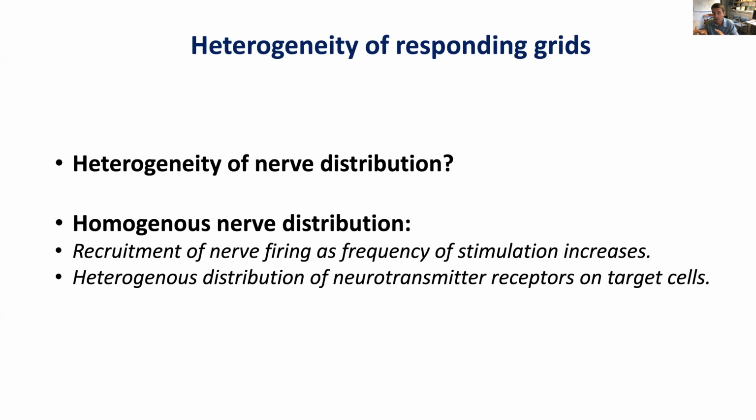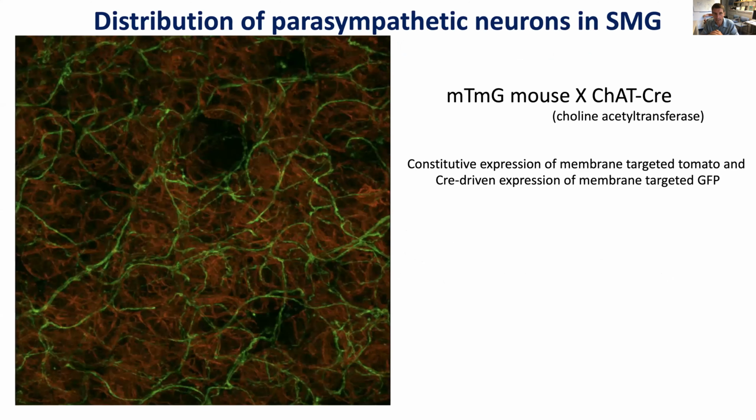And so a particular area of the field of view is preferentially stimulated. The other explanation could be that there's a homogeneous nerve distribution, but as we increase the frequency of stimulation, we recruit more of those nerves, more of those neurons, to actually fire. Another alternative, I guess, is that the acinar cells could have a heterogeneous distribution of neurotransmitter receptors on the cells, such that the ones with the most receptors respond first. So we're interested in sorting this out. I'm going to tell you we don't have the answer, but next slide.